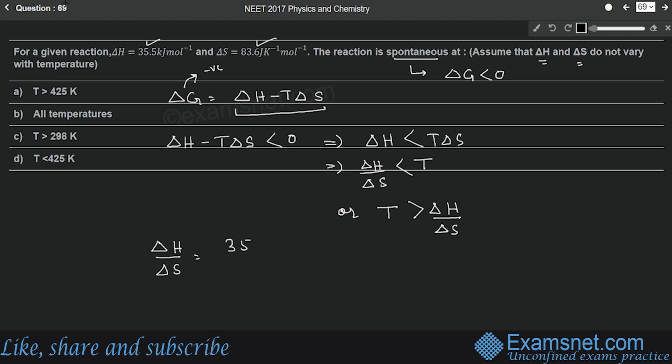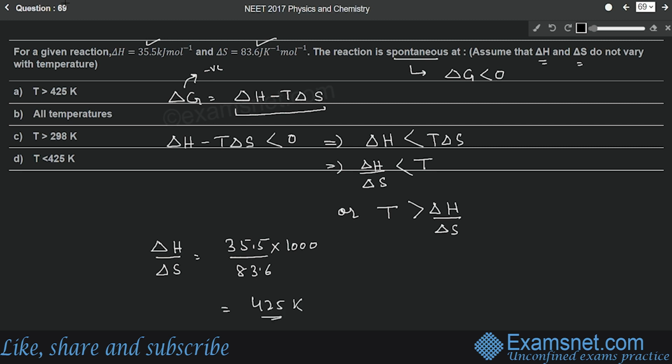Delta H by delta S value is 35.5 kilojoule per mole divided by 83.6 joule per Kelvin per mole. So here we have kilojoule, right? So we'll multiply it by 1000 to convert it into joule per mole. So on solving this completely, we get 425 Kelvin.